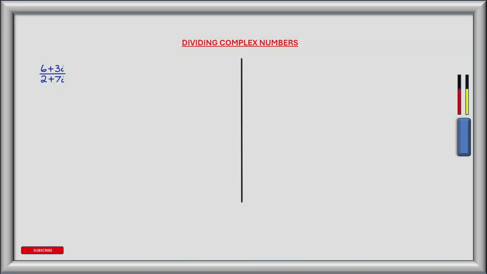Let's look at how we divide complex numbers. Our goal here is to produce a new complex number of the form a plus bi, where a is the real part and bi is the imaginary part of the complex number. I'm going to use the example 6 plus 3i divided by 2 plus 7i to demonstrate the technique for achieving this.